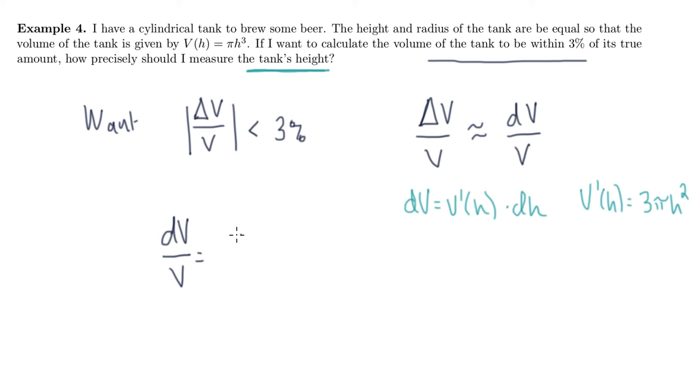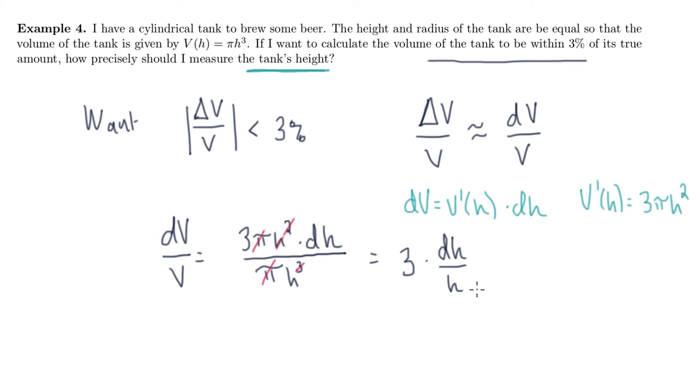So we have dV is 3 pi h squared times dH all over, well, V, which is just pi h cubed. Okay, so look at all the stuff that cancels. The pi cancels, those two h's cancel with 2 of the h's on the bottom, and now I actually have that dV over V is 3 times dH over h.